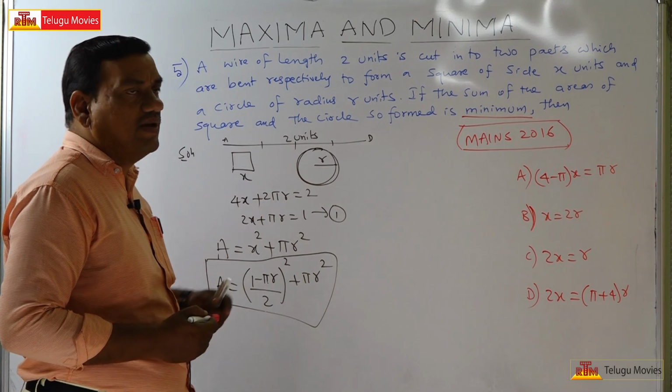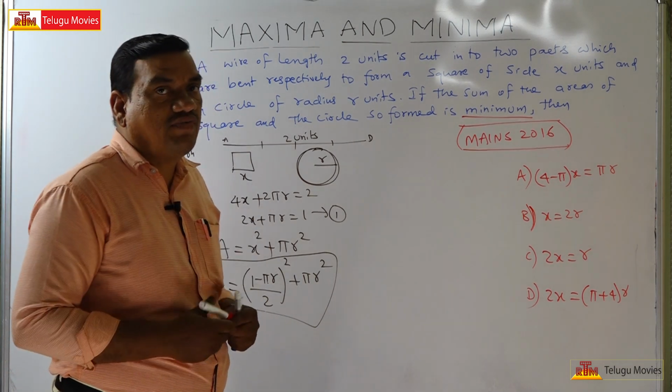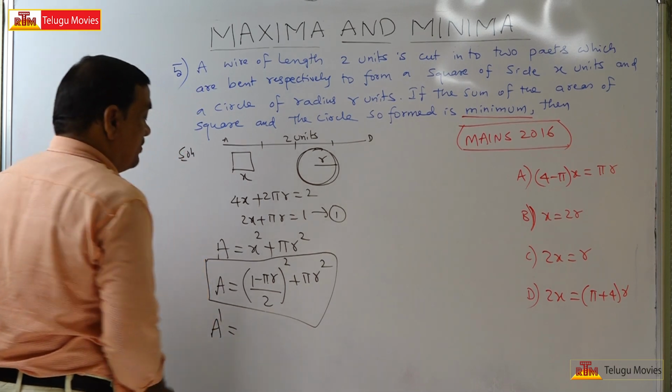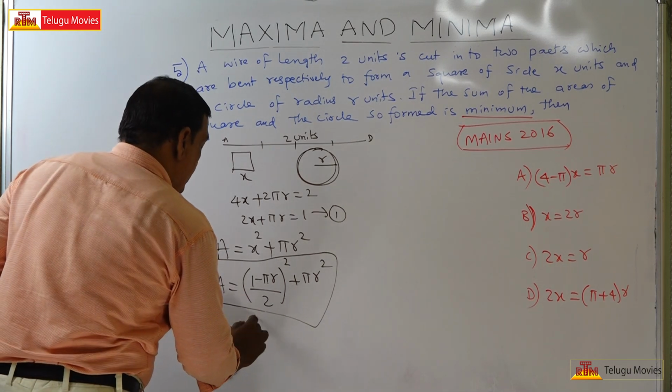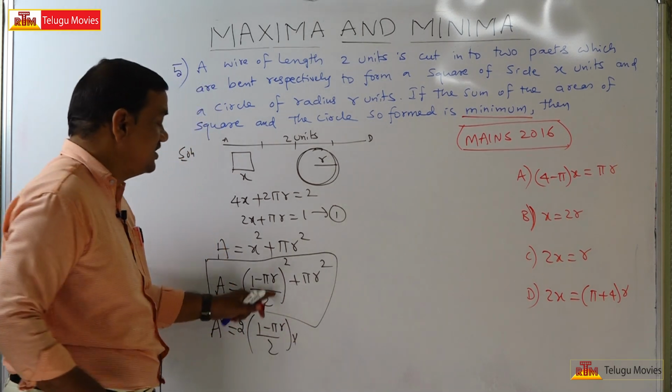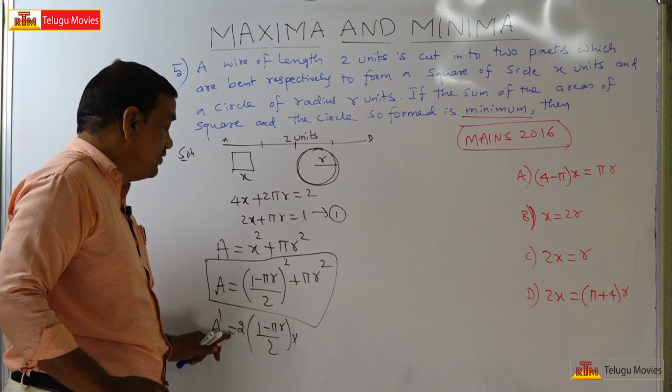So for maxima or minima, what will we do? F dash of x is equal to 0. So here also A dash, the first derivative. So this is equal to 2 times 1 minus pi r by 2 into, that means this is x square, and the derivative of x square is 2x.